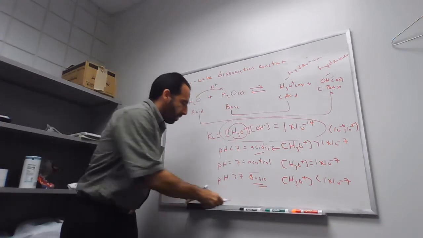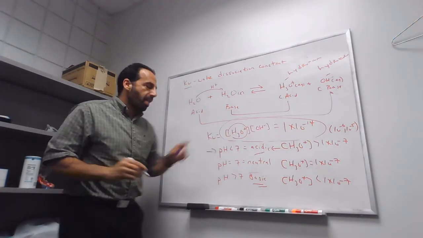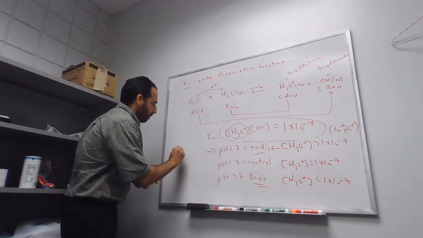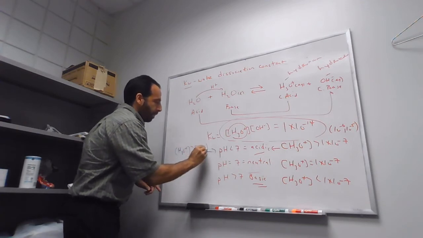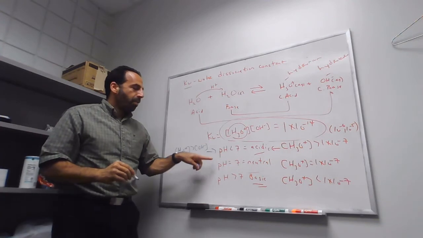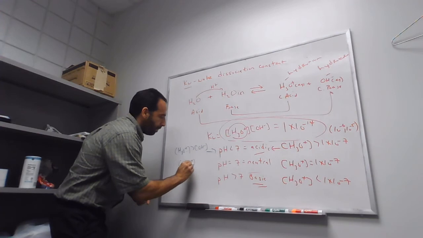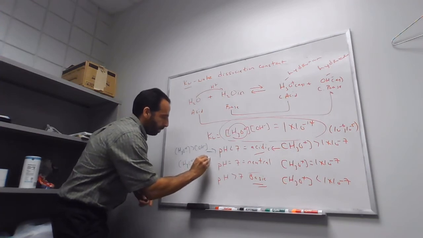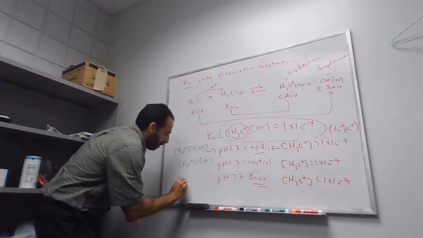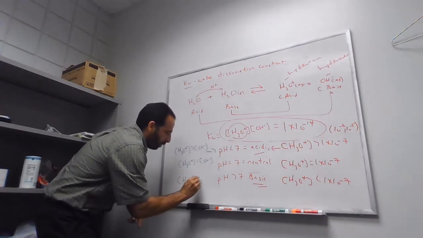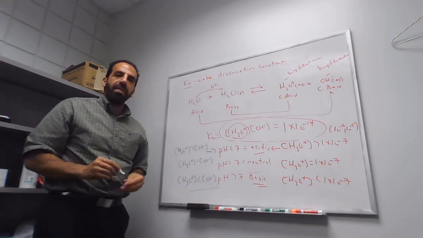One more way to write this is that in this case, what this means, if it's acidic, the concentration of hydronium ion is greater than that of hydroxide. Neutral, they're the same. If it's basic, H3O plus, its concentration is less than that of the hydroxide ion.